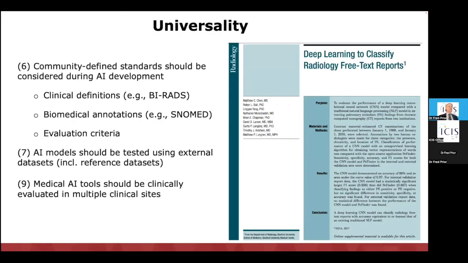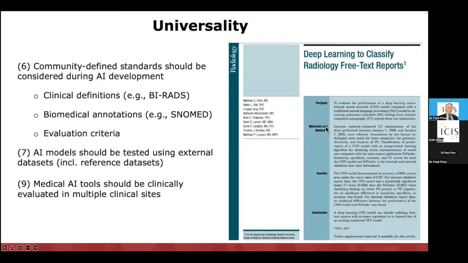Universality is really generalizability. Is this going to be actually useful as a tool beyond what we have tested on in our microcosmic environment? So we want to make sure that we draw on clinical and biomedical annotation standards, but really be focusing on evaluation criteria like the ones from the Stanford group that I've already listed. And that in particular, AI models have to be tested on external data sets, and they must be tested in multiple clinical environments, much as the Stanford group said.